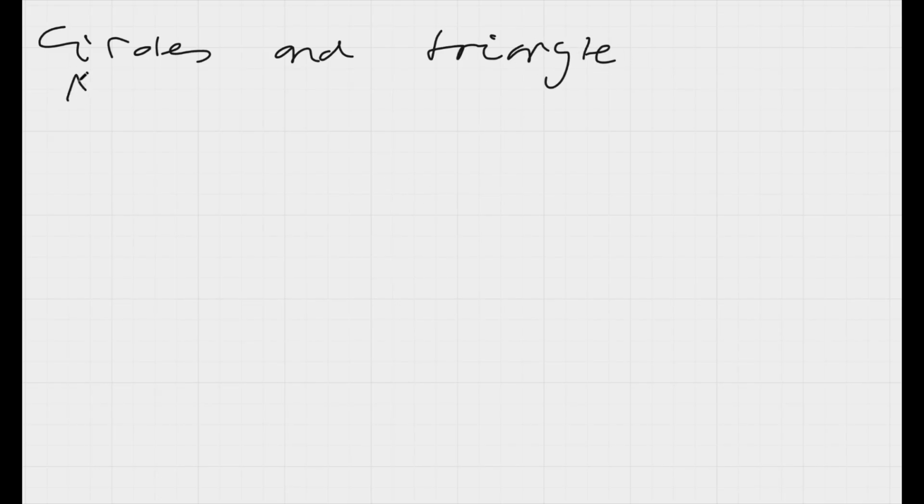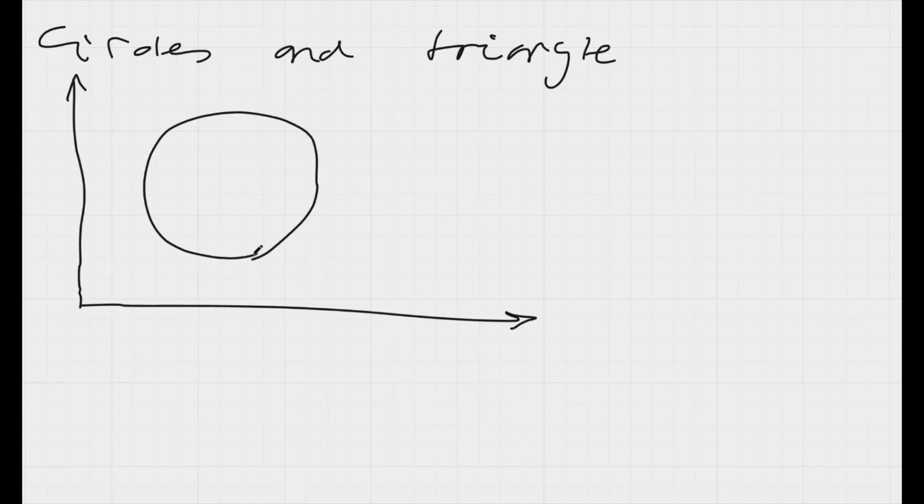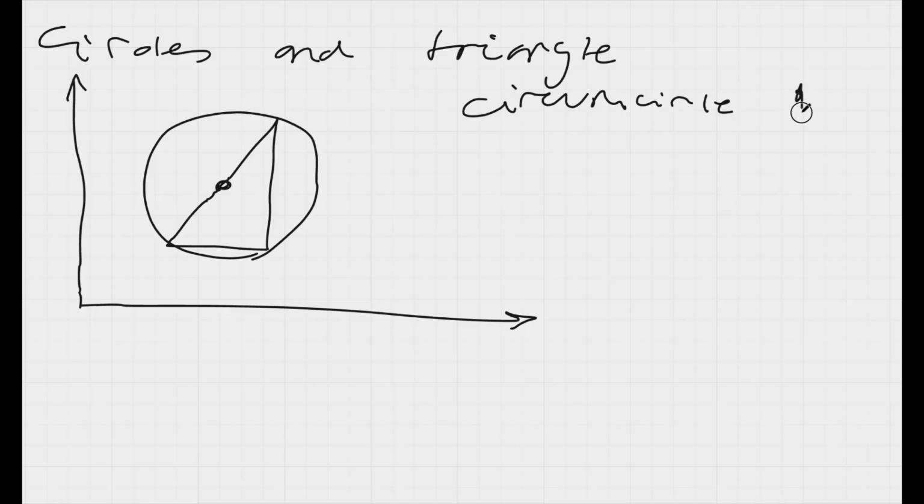Here. If I have this circle here, what it's saying is that a circle that passes through the vertices of a triangle is called a circumcircle of the triangle. This is the most creative name I've ever heard. But it gets better.